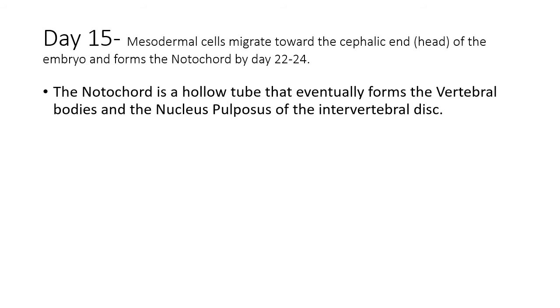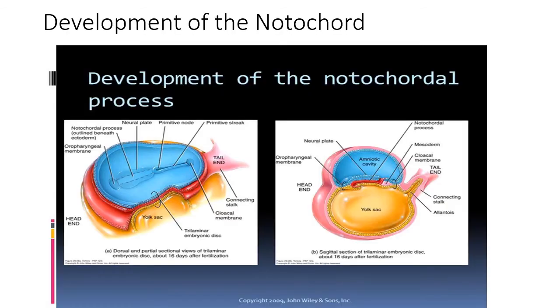Day 15, the mesodermal cells migrate toward the cephalic end of the head of the embryo and forms the notochord. The notochord is actually the primitive disc, so to speak, and vertebrae. So the notochord is a hollow tube that helps eventually form the vertebral bodies, a portion of the vertebrae, and the nucleus pulposus of the disc. And that's the part that herniates out of the disc, the nucleus pulposus.